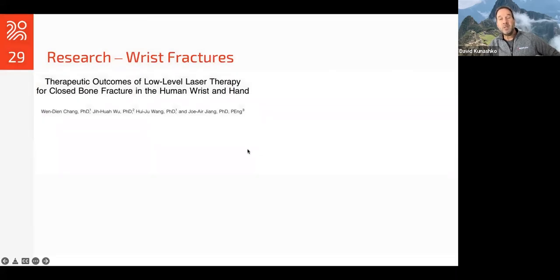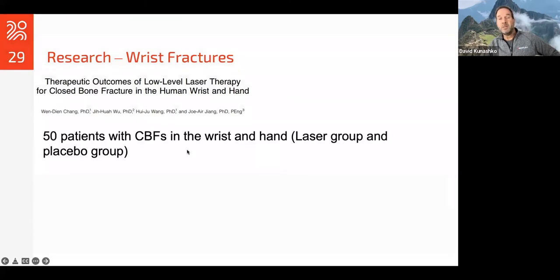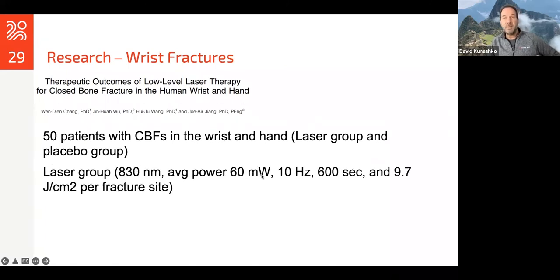This particular one was done on humans, and they looked at closed bone fractures in the human wrist and hand. 50 patients with closed bone fractures in the wrist and the hand. Some had the laser group and some had the placebo group, again using 830 nanometers. Those of you who don't use BioFlex, that's the wavelength that we use.